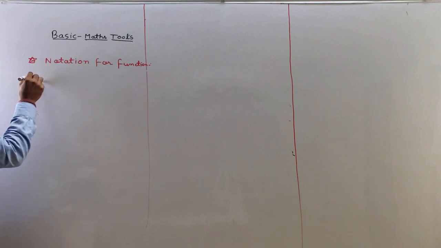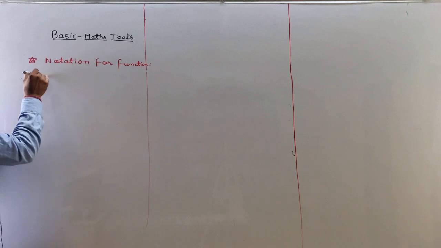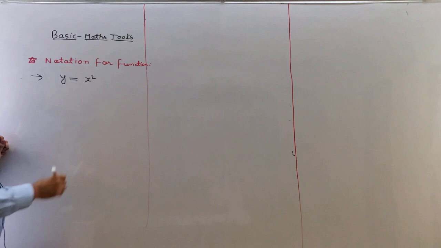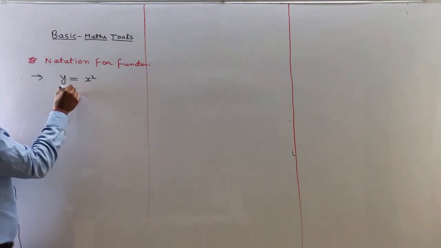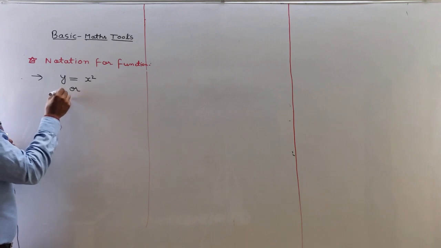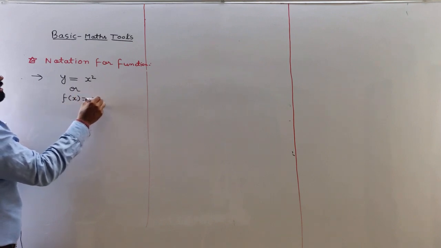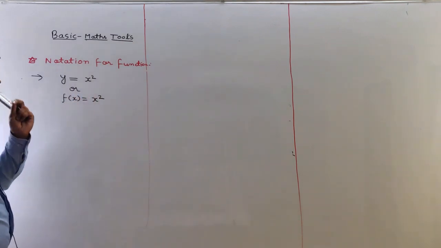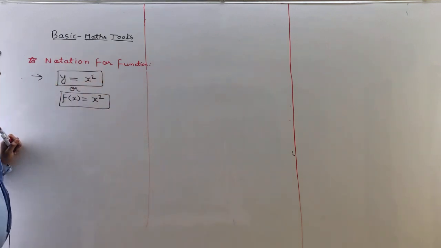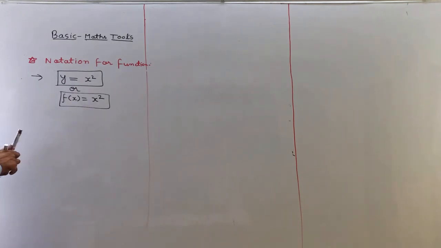So a function can be written as y is equal to x square. Or in other words, we can write y is equal to f(x). f(x) is equal to what? x square. Understand? So these are the notations. Okay, clear? So take another example.